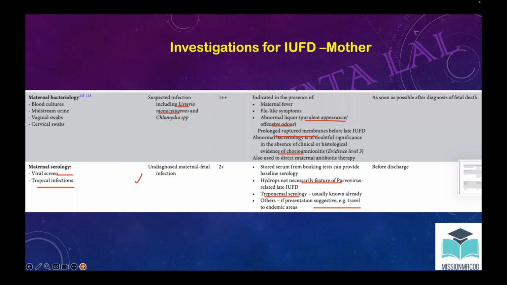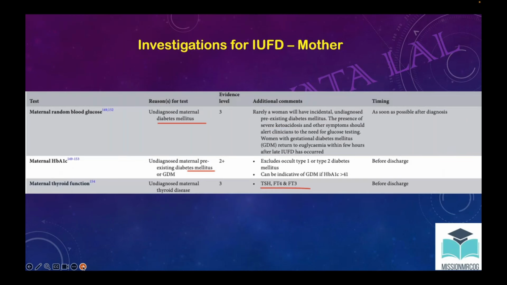Apart from this, the maternal serology has to be done. This is done for the viral screen or tropical infection. Why it would be necessary, if hydrops is not necessarily a feature of parvovirus? Treponema testing is also required if it is not done previously, and if the patient has a history suggestive of travel to any other endemic areas. So in those conditions, a viral screen and the tropical infection screen would be required.